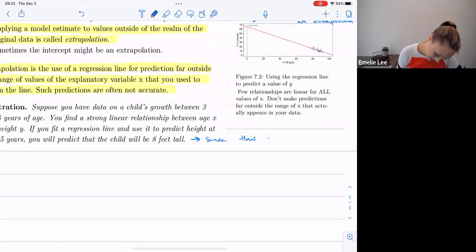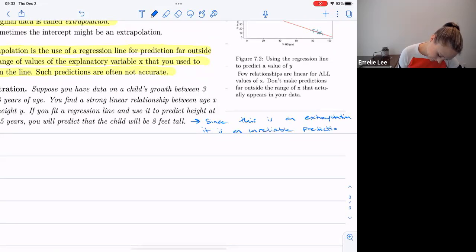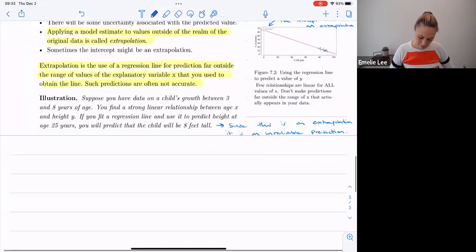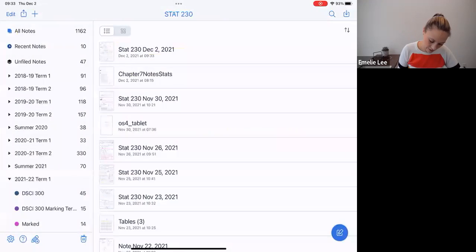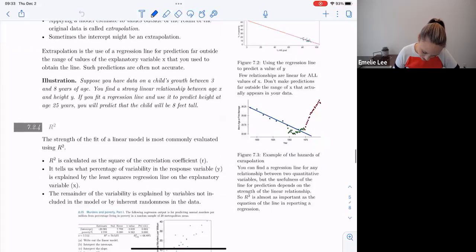So here, since this is an extrapolation, it is an unreliable prediction. Okay. Good. I think I had some other fun ones.